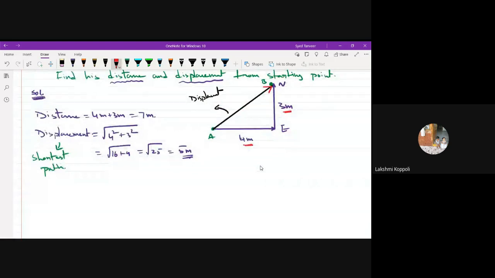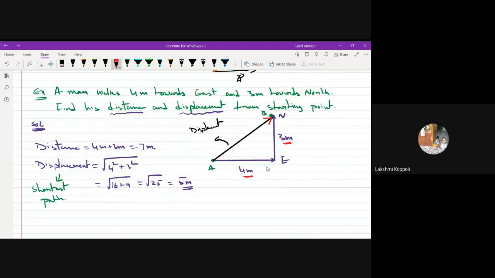Sir, what is the difference between distance and displacement, sir? First of all, you tell me what is distance. Sir, shortest path. Displacement is shortest path. That's what I have told you. Distance, sir, the total path covered is the length. Distance is the actual length covered.